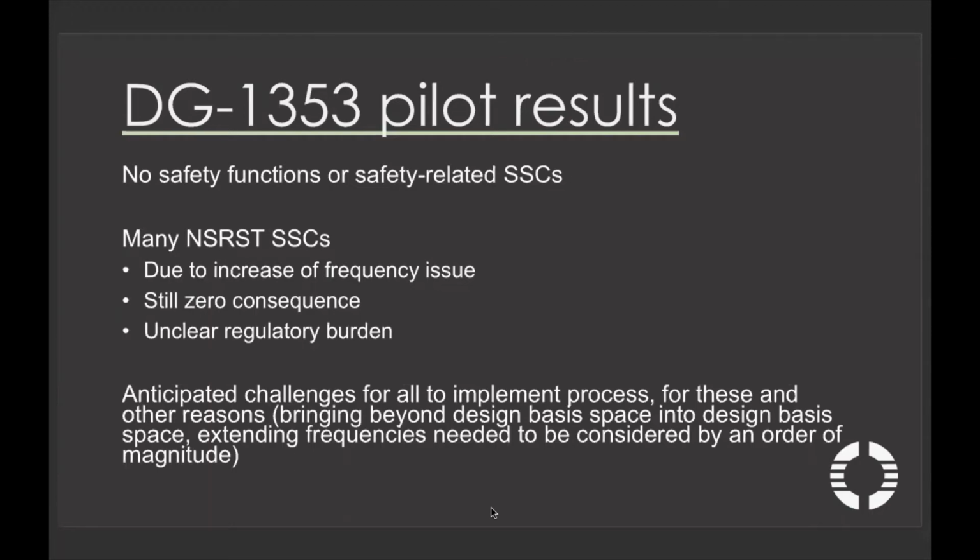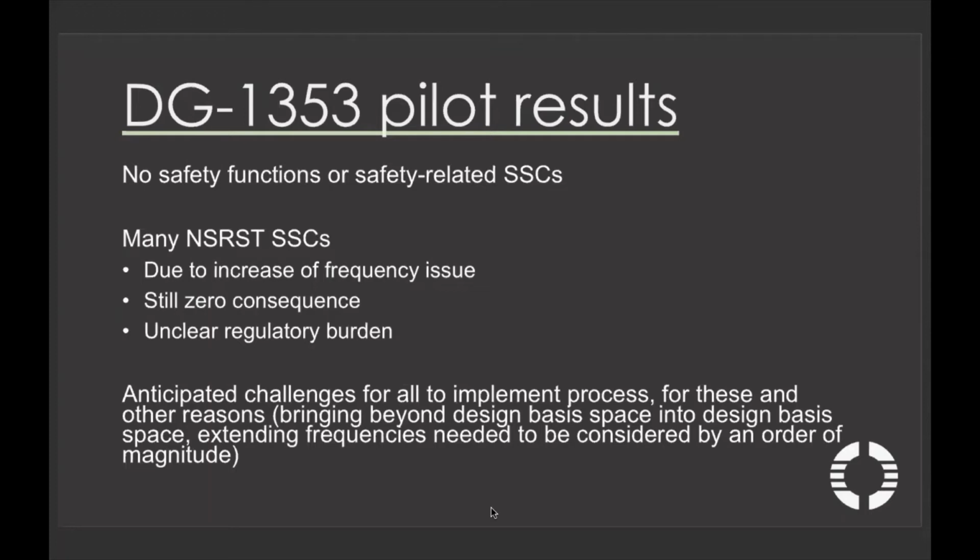So I mentioned that non-safety related with special treatment SSCs. So this is due to the scheme that said that if it increases frequency by X orders of magnitude, and there's a table that says, okay, if it crosses this threshold, it would be considered an NSRST. However, some of those results could still have zero consequence and yet end up being in these NSRST SSC bucket.